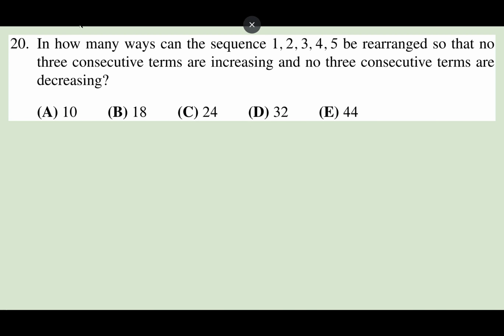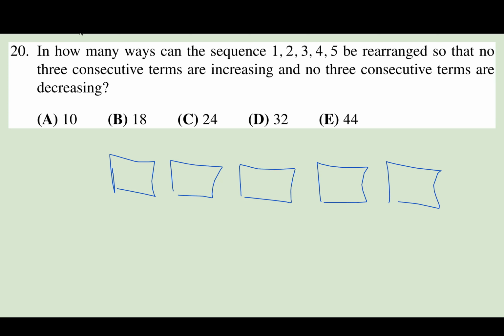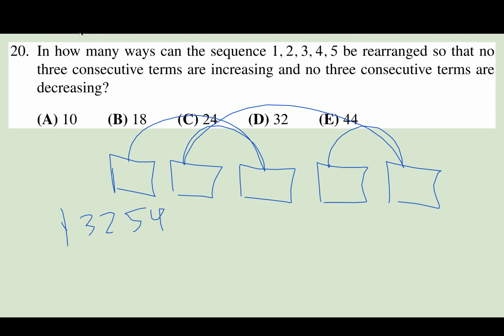So I think what I did was I tried to figure out all the possible patterns. If you draw, say, these represent 1, 2, 3, 4, 5, you need to make it so that no three numbers in a row are all increasing or decreasing. So you always have to be going up, down, up, down, or down, up, down, up. One example would be, say you start at 1 and then you go to 3, then you go to 2, then 5, then 4. That'll work, right? So 1, 3, 2, 5, 4 works.